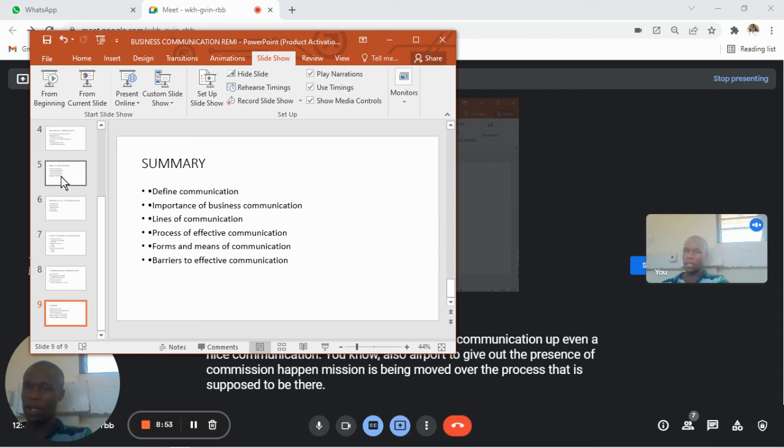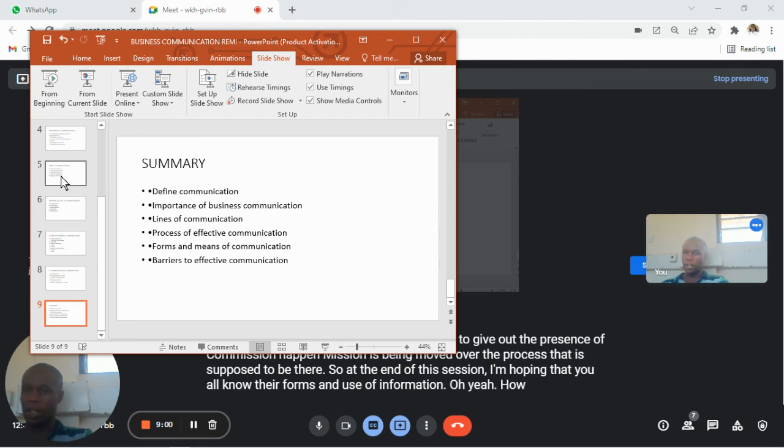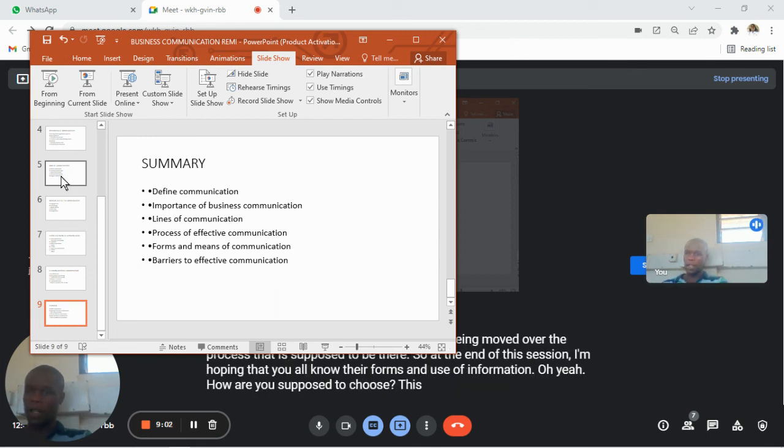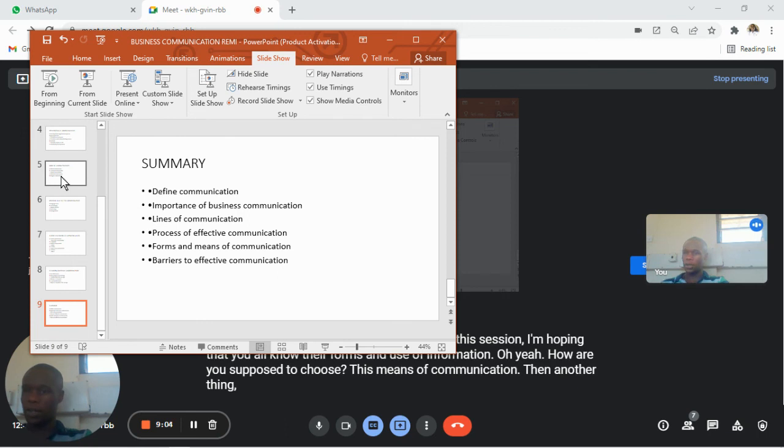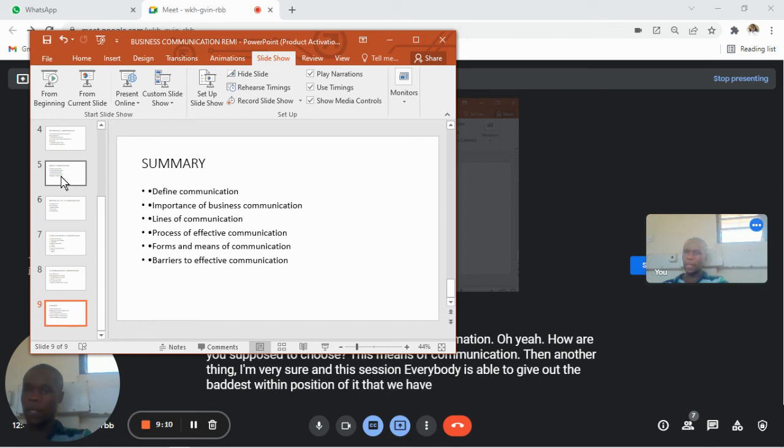Also, at the end of this session, I'm hoping that you all know the forms and the means of communication. How are you supposed to choose these means of communication? Then another thing, I'm very sure at this session, everybody is able to give out the barriers to effective communication that we have learned for today.